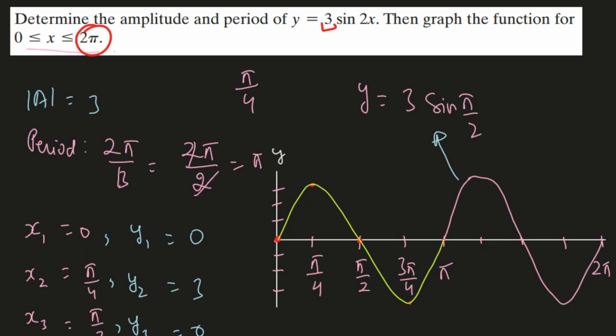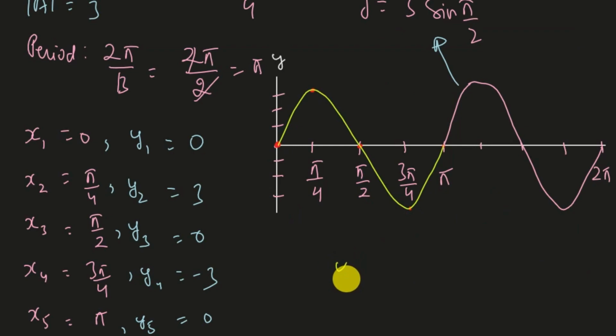Now let's move forward. Before moving forward, I'm giving one homework to you. You have to sketch the curve y equals 2 sine 1 over 2x. Sketch by using the same method, and then verify your answer by using desmos.com. It's a free website where you can sketch any type of trigonometric graph. So first draw on your own and then verify by using this website.